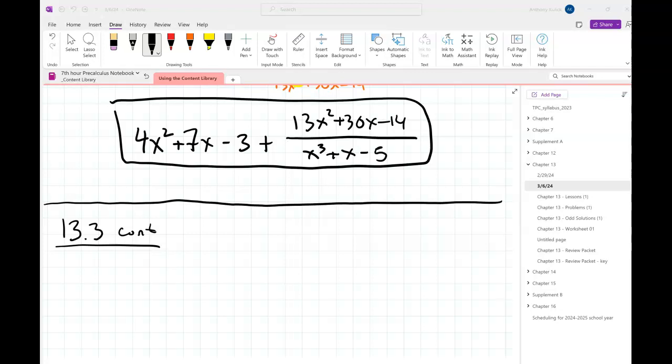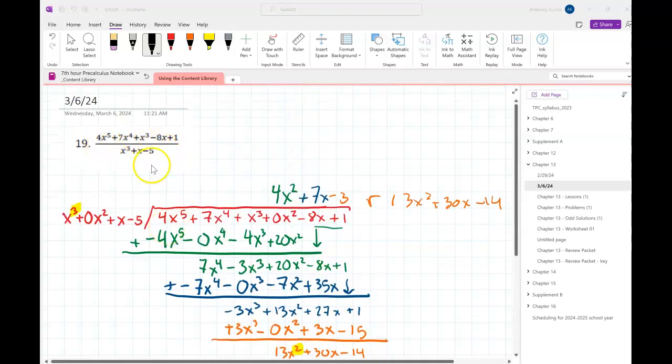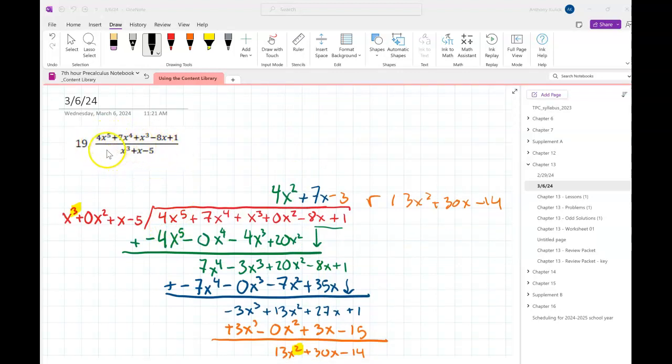When can I use synthetic division? Could I have used synthetic division on problem number 19? No, why not? Great. So to use synthetic division, the divisor has to be what we call monic. That means its degree is 1 and its leading coefficient is 1. Here, right away, since it's a degree 3 polynomial, we can tell we can't do synthetic division. We have to do long division.